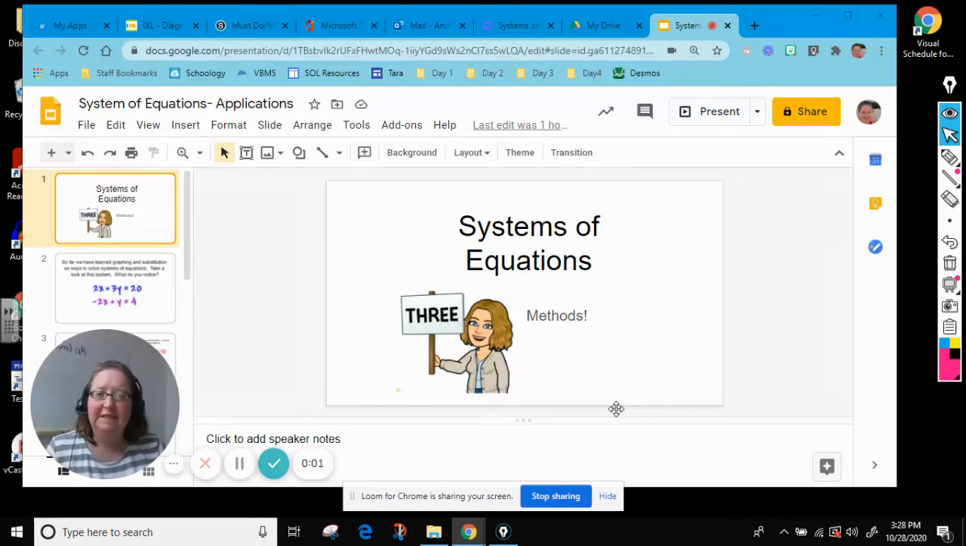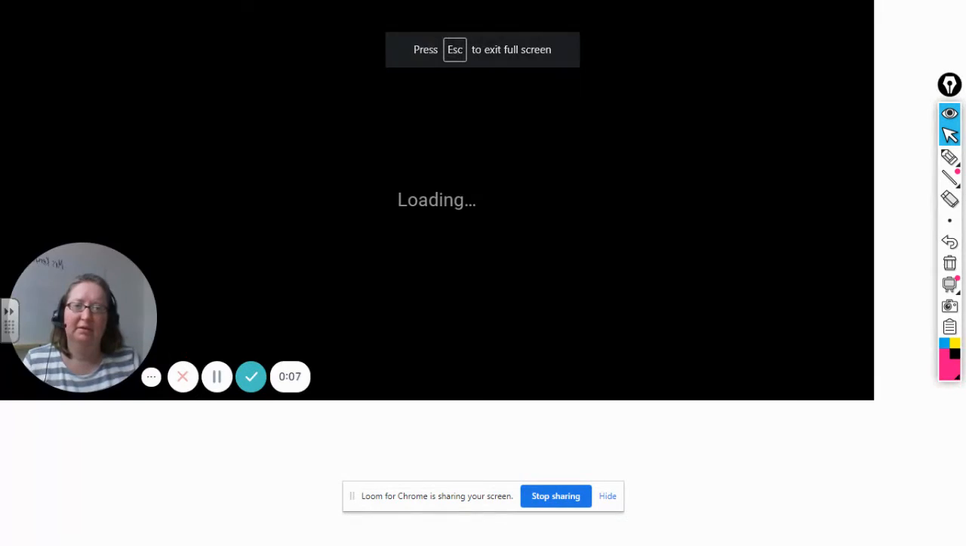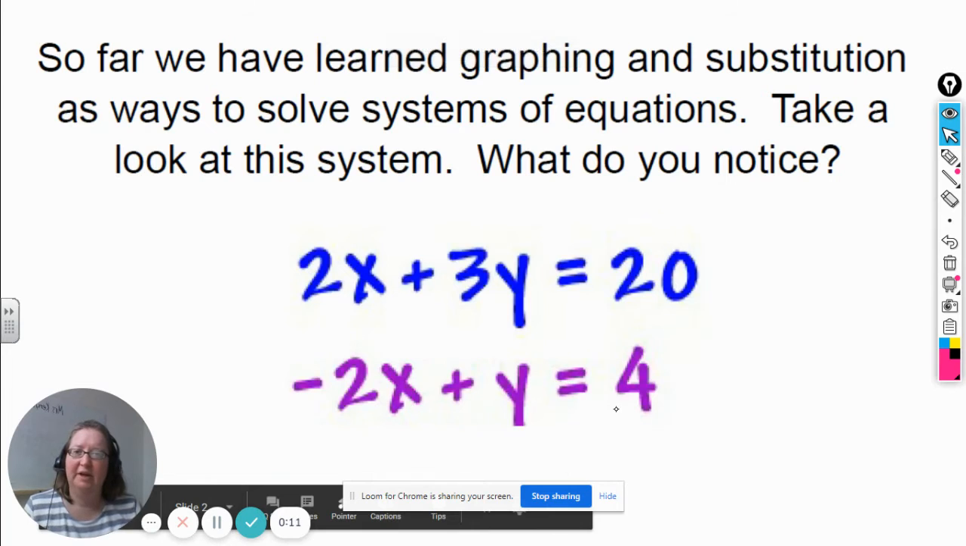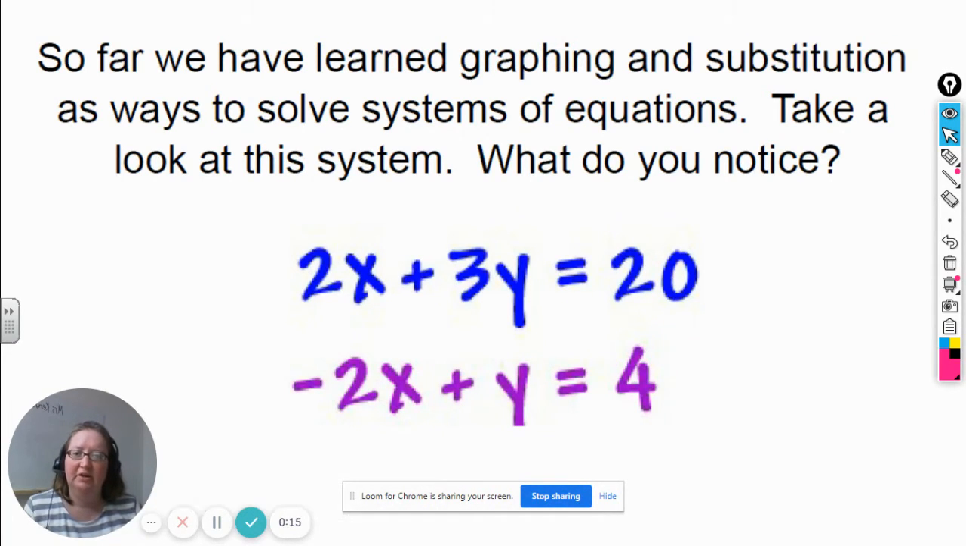Learn about systems of equations, and this is the third method. All right. Okay, so we've already learned about graphing and substitution. Take a look at this problem, and what do you notice about this problem?